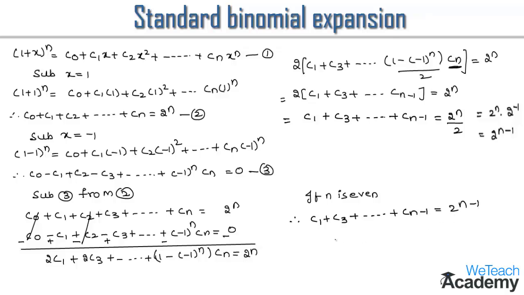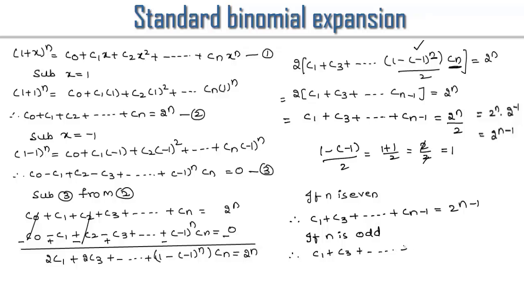Now let us say if n is an odd number, then what would be the nth term? We know that when n is an odd number, the value of (minus 1)^n would be negative. So we get (1 - (minus 1)) divided by 2, that implies (1 + 1) divided by 2, that would come as 2 divided by 2. On simplifying, 2 and 2 get cancelled and we get the value as 1. Therefore we can conclude that if n is an odd number, we get C1 + C3 plus so on, plus Cn is equal to 2^(n minus 1).